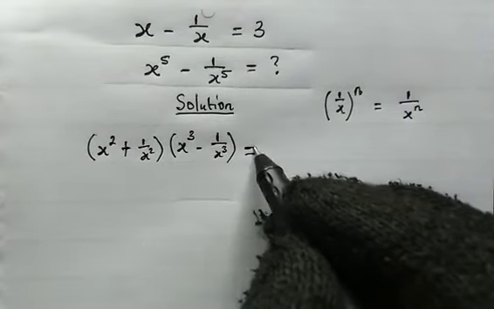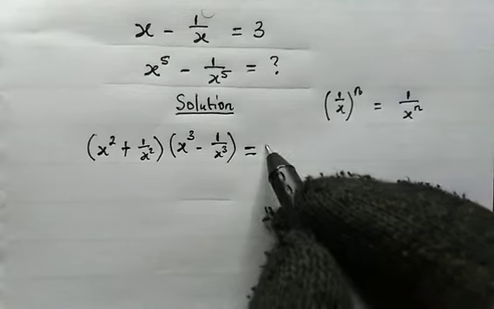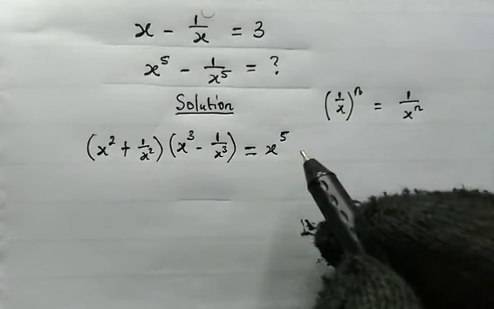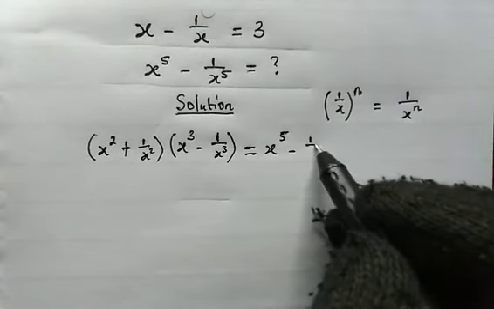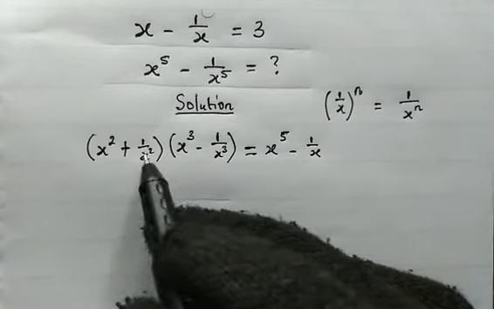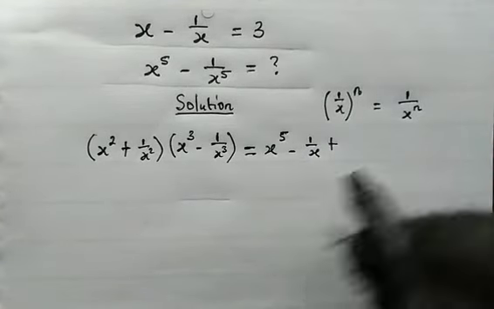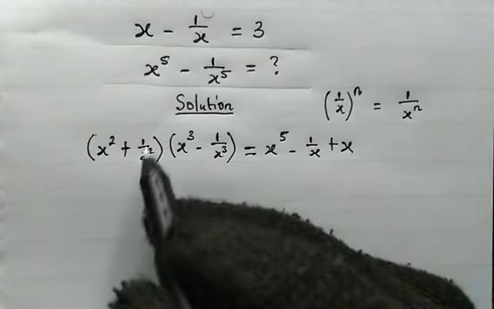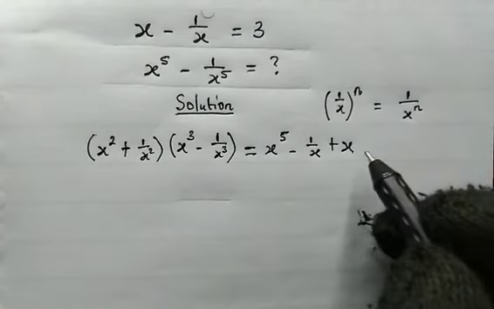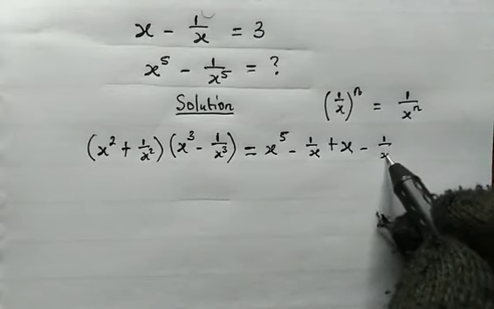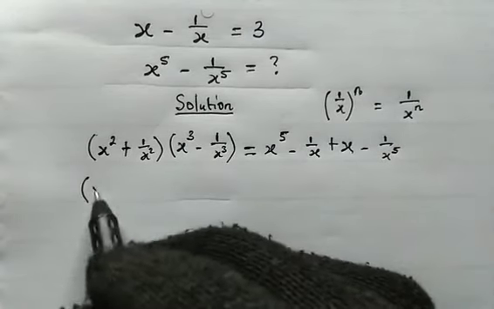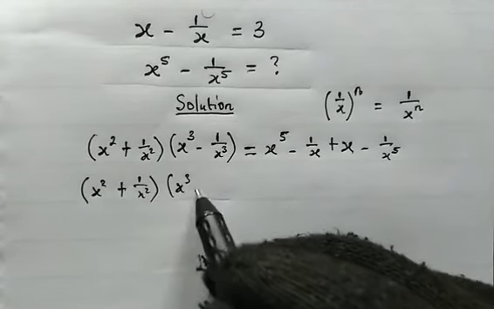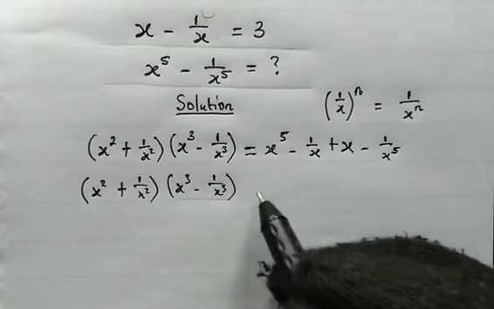So from here, x squared times x cubed will give us x to the power of 5. X squared times negative 1 over x cubed will give us negative 1 over x. Then over to the second term, we have plus 1 over x squared times x cubed will give us x, right? And the 1 over x squared times negative 1 over x cubed will give us negative 1 over x to the power of 5. Okay, this is the reason why I'm trying to multiply this. So we can see that we have the expression we're asked to evaluate fixed somewhere, right?